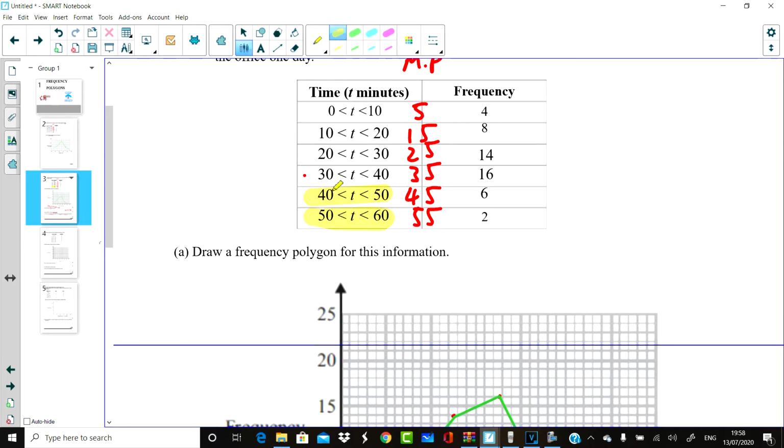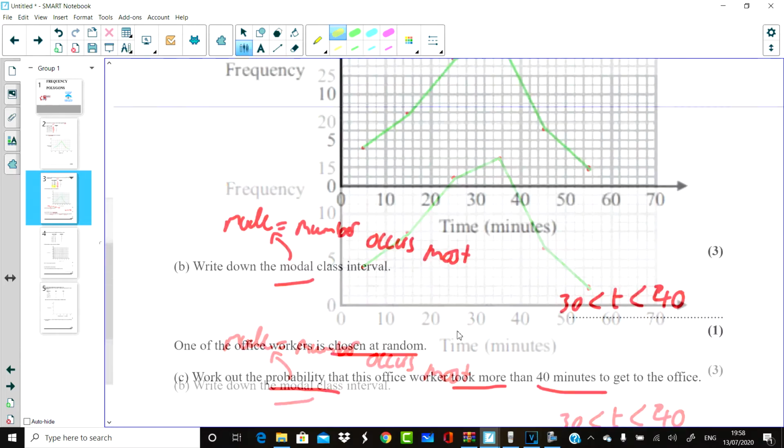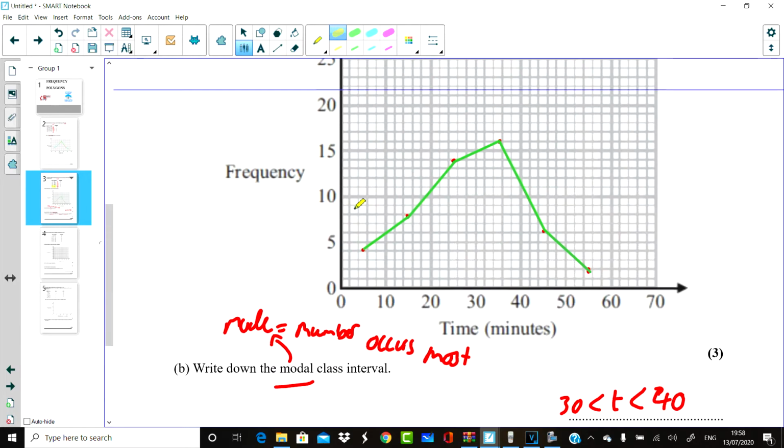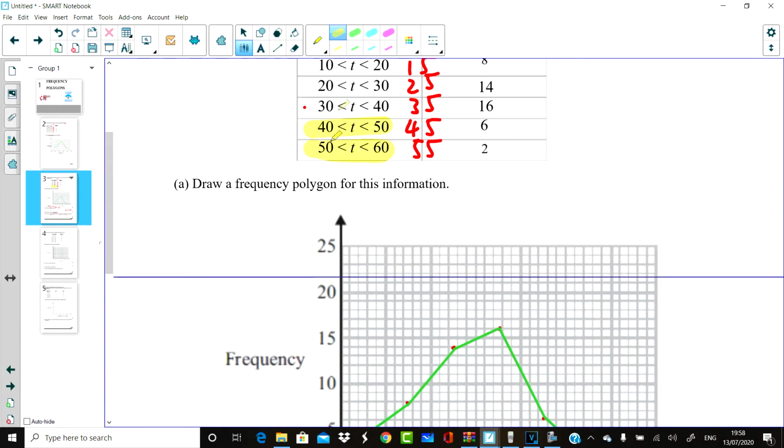So I'm going to include both of them. The reason for that is this class interval is greater than 40, and this is also greater than 40. So this is in between 50 and 60. I won't include this interval because t has to be less than 40. If you look back at the question, it says work out the probability that this office worker took more than 40 minutes. So that's the reason why I only include these two. This is greater than 40, and obviously this is greater than 40. So that's the two class intervals that I'm going to include.